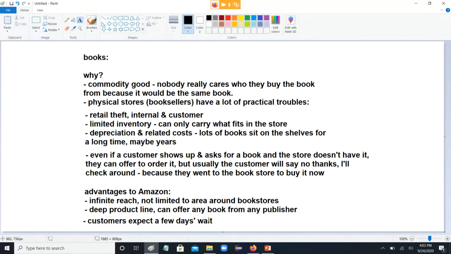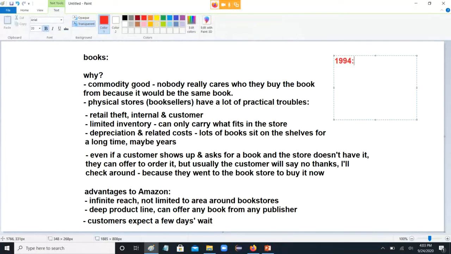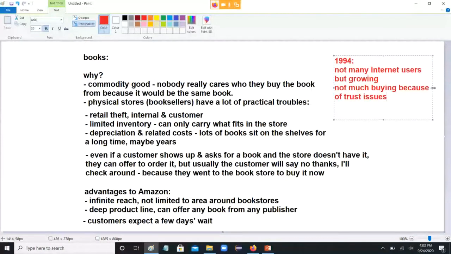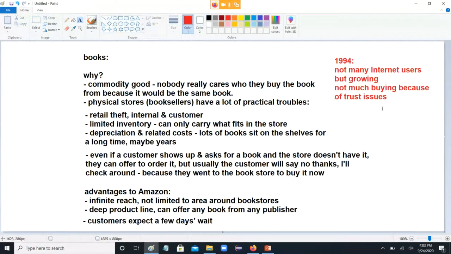Now, you could argue that depending on what's going on in the world, maybe the physical bookstore is going to be able to get past those challenges, right? In 1994, it was not clear what all was going to happen in the world. So 1994, not many internet users, but growing. Likewise, not much buying because of trust issues, right? People think, oh man, I'm just going to give my credit card information to some random business that I've never heard of before. So those were two big issues that eventually played out in Amazon's favor.